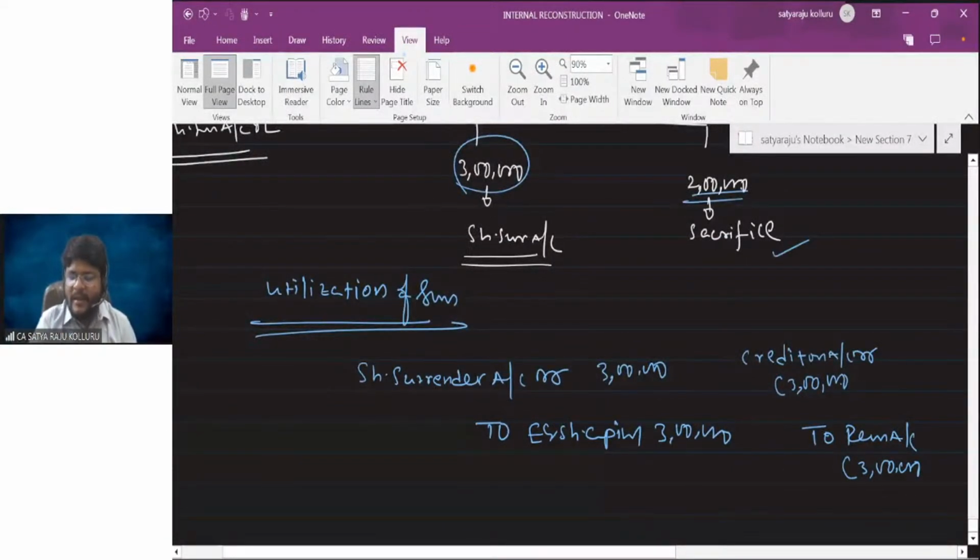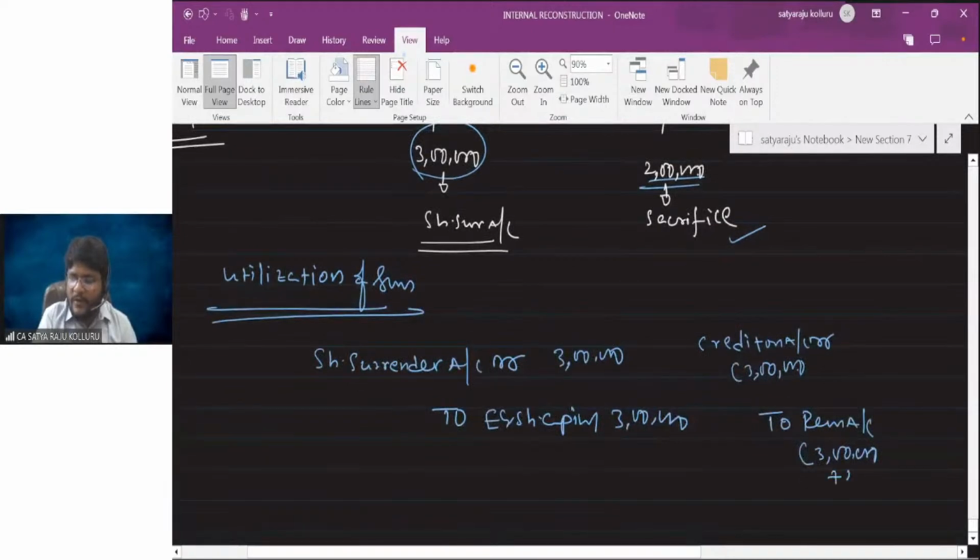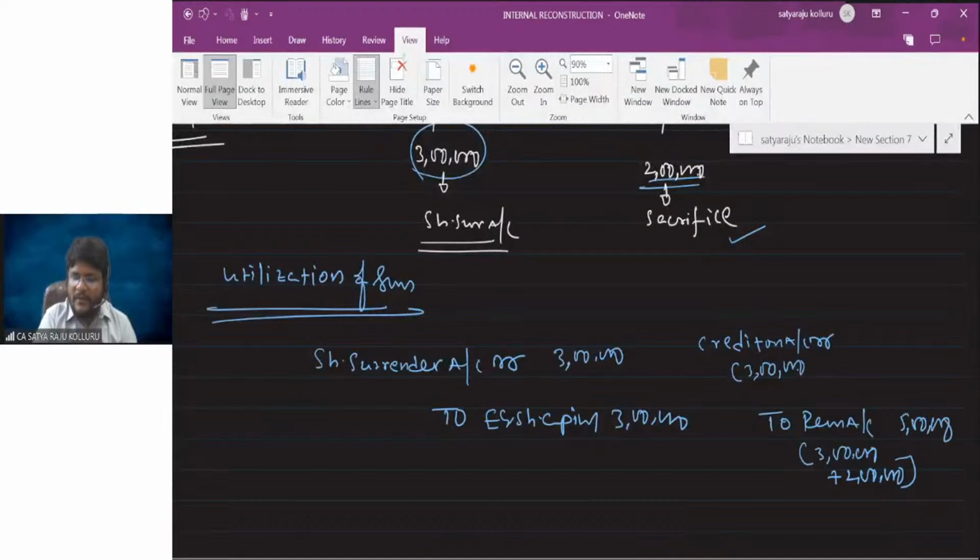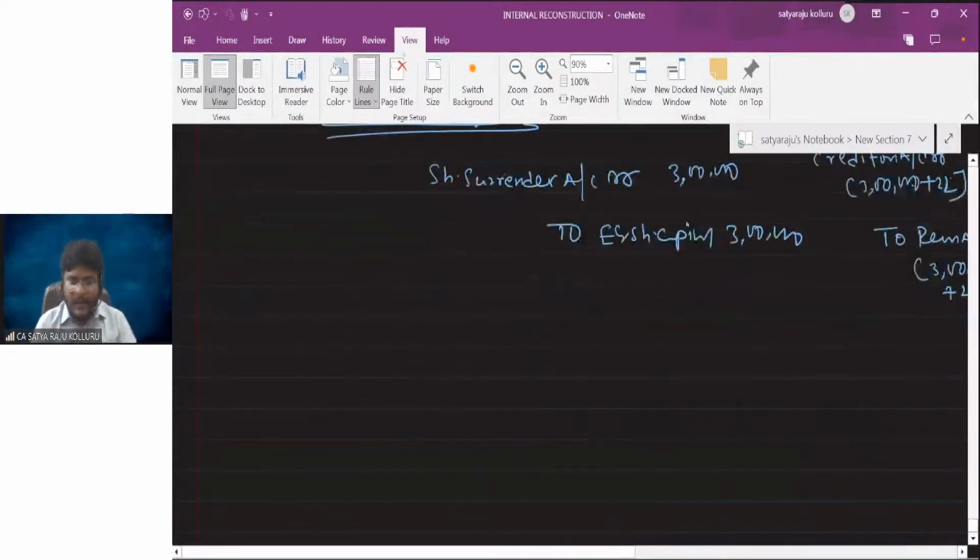If they are making the real sacrifice, that amount should go to reconstruction, another 2 lakhs. So the total reconstruction is 5 lakhs. So the entry is creditors account Dr. to reconstruction, out of which 3 lakhs is profit realized through share surrender, and another 2 lakhs is the real sacrifice made by the creditors. So the two entries are share surrender to equity share capital 3 lakhs, and creditors to reconstruction 5 lakhs. Do you understand everything?